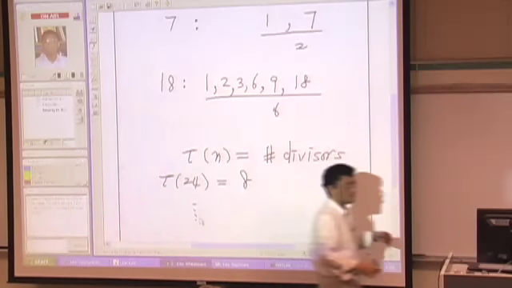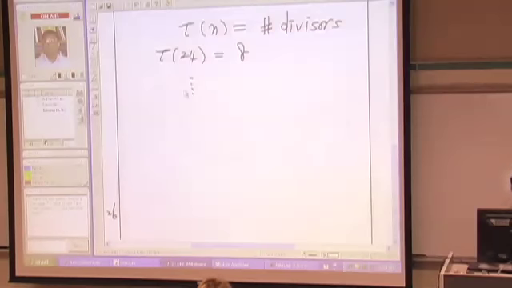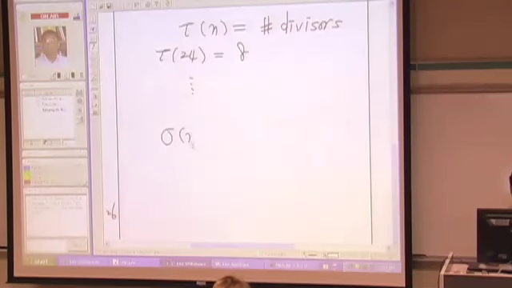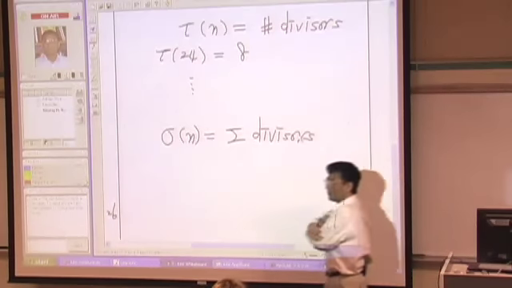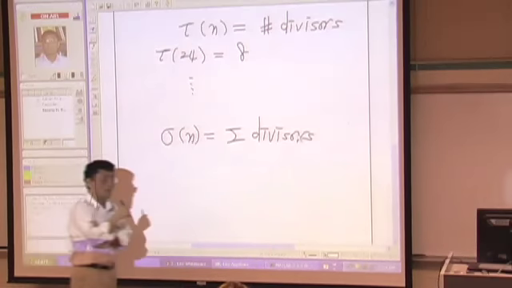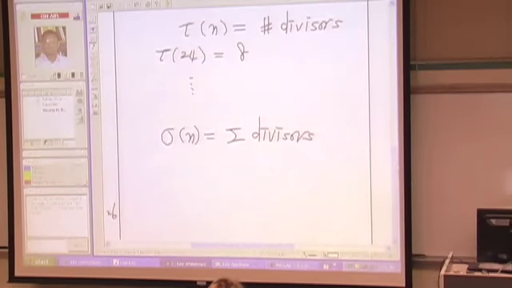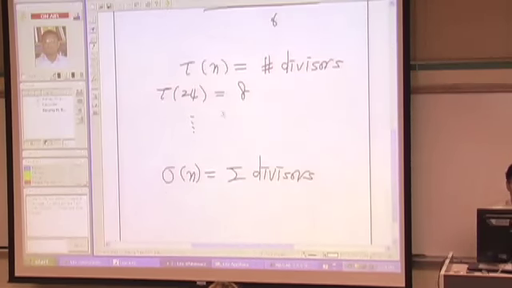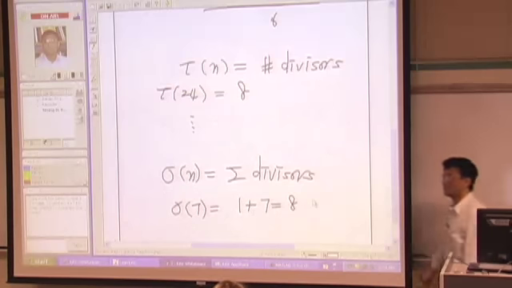Now, the second function is called the sigma function, or sigma 1 function. The sigma function is the sum of divisors. Sum of divisors is called the sigma function. Because we picked some numbers upstairs, we recycle the numbers that we chose. First of all, sigma of 7. Then what? 1 and 7, 8.